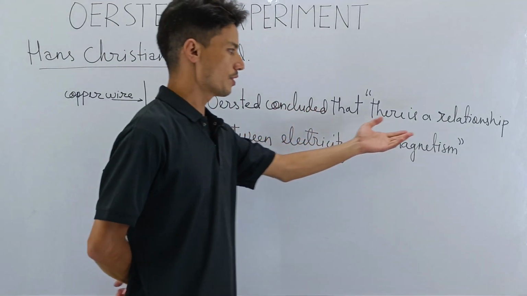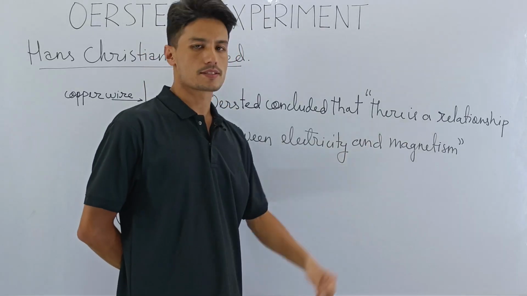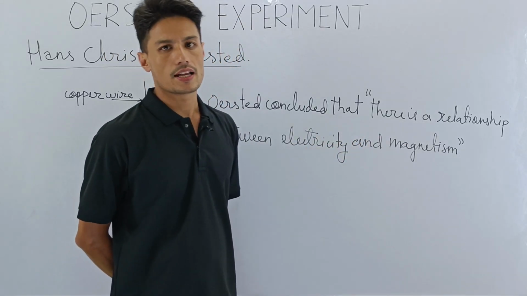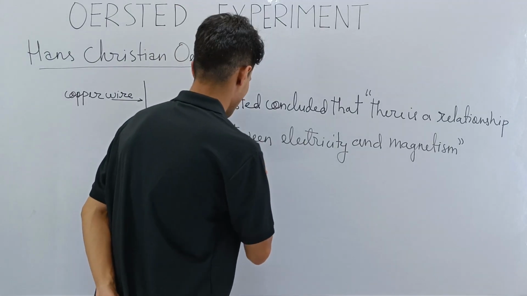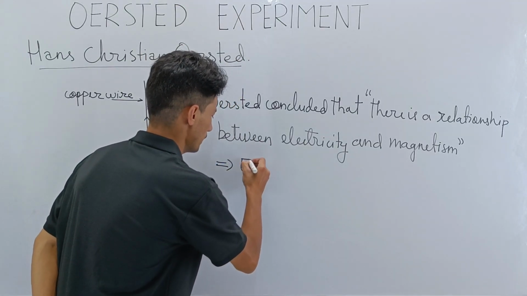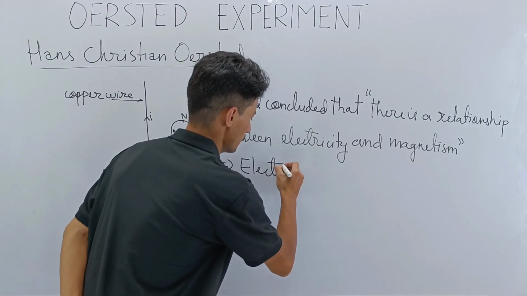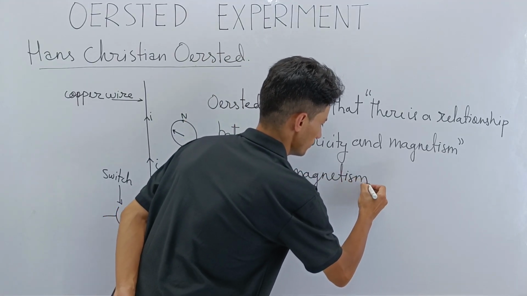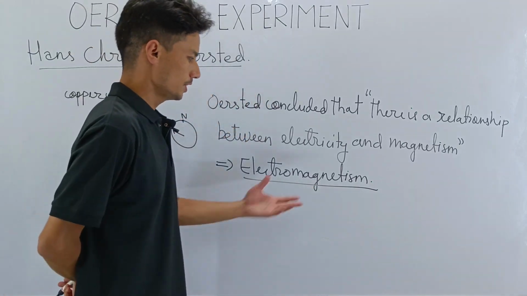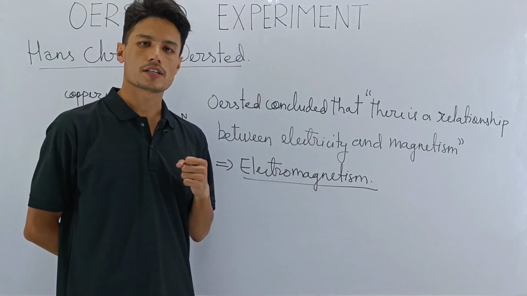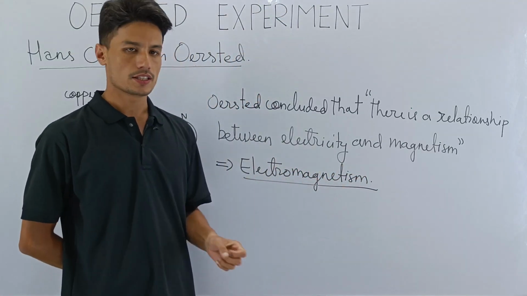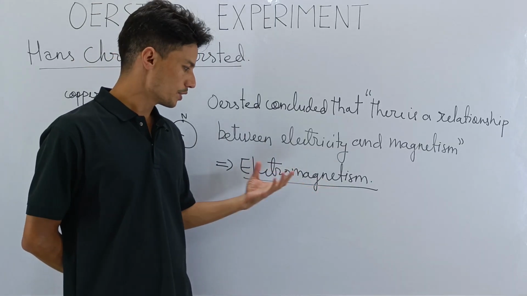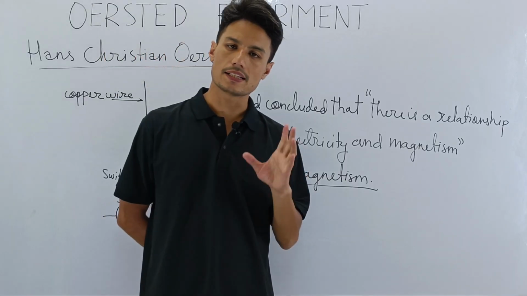There is a relationship between electricity and magnetism, and this relationship is what is called electromagnetism. All right, this is now a new branch in science, and we study this. The relationship between electricity and magnetism has got a new name. Together we call it electromagnetism.